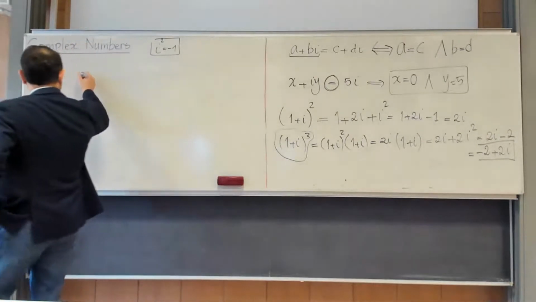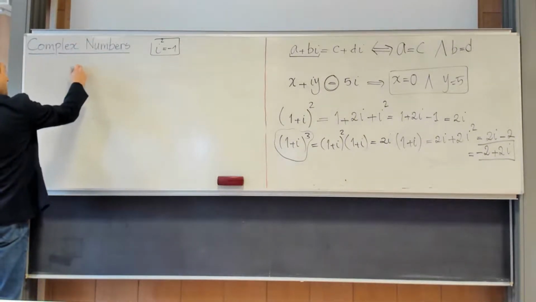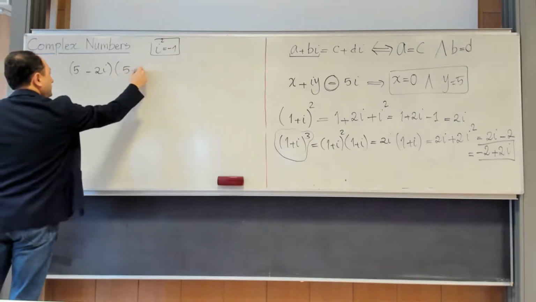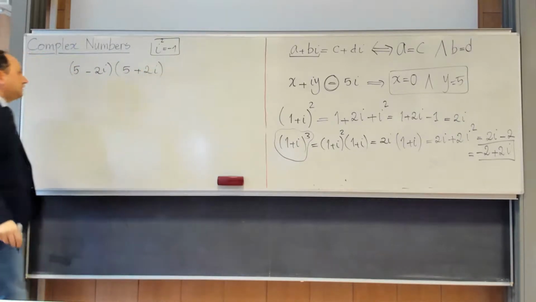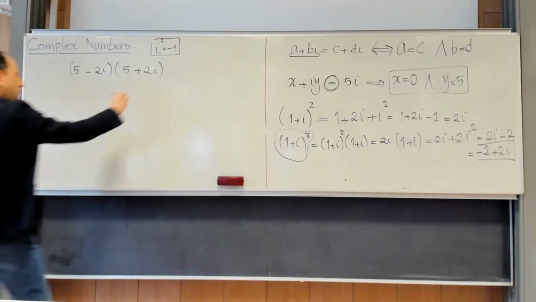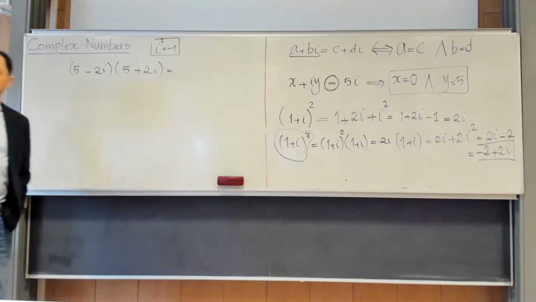What do you think about this? It's also a nice pattern. 5 minus 2i, I multiply it by 5 plus 2i. Do you recognize any pattern that you can name here? Yes, Ruben? Conjugate. Conjugate. But there is something interesting that happens here.